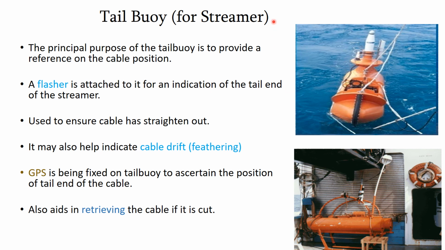The tailboy is generally associated with the streamer, at the backside portion of the streamer, and provides a reference on the cable position. It ensures whether the cable has straightened out or not. It may also help indicate the drifting of the cable, or feathering. Most importantly, a GPS is fixed on the tailboy, asserting the position of the tail end of the cable, which is why it is named tailboy. It also helps in retrieving the cable if in an emergency the cable is cut or in an unwanted position.